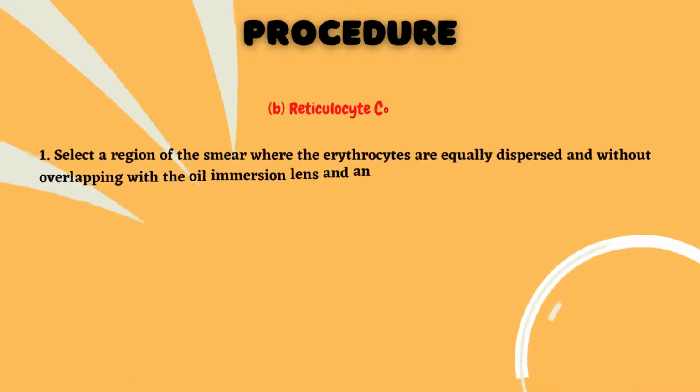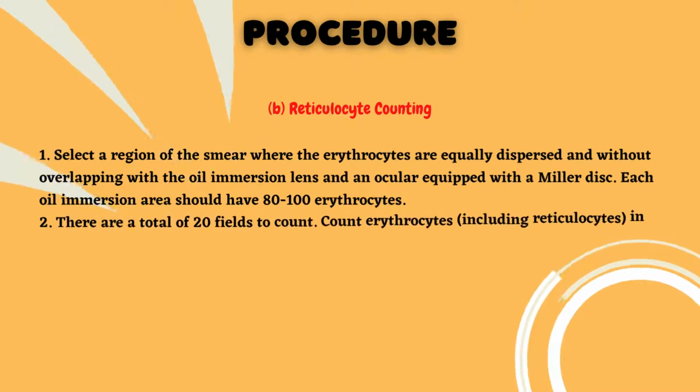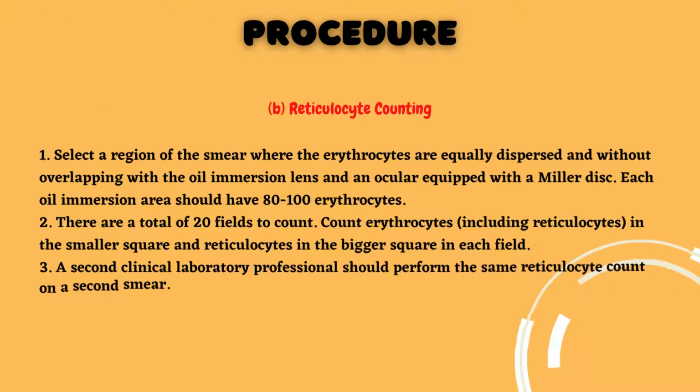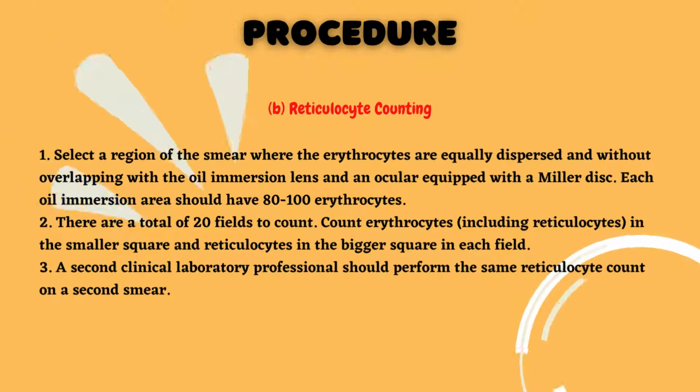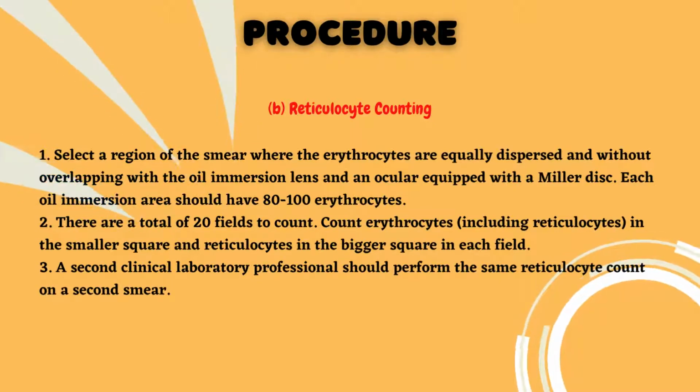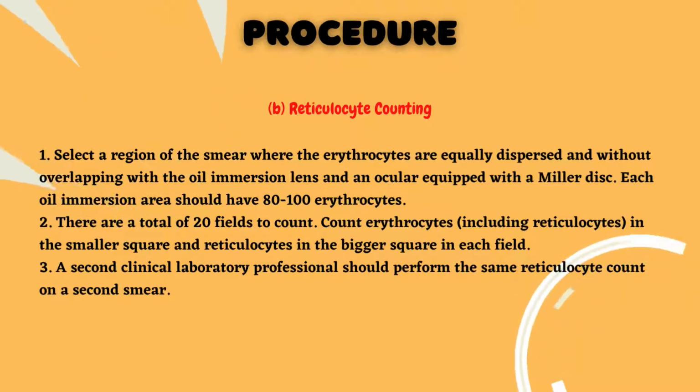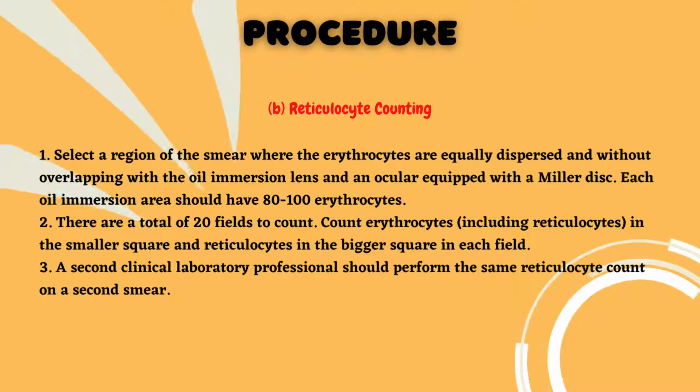Reticulocyte counting. Select a region of the smear where the erythrocytes are equally dispersed and without overlapping, using the oil immersion lens and an ocular equipped with a Miller disc. Each oil immersion area should have 80 to 100 erythrocytes.